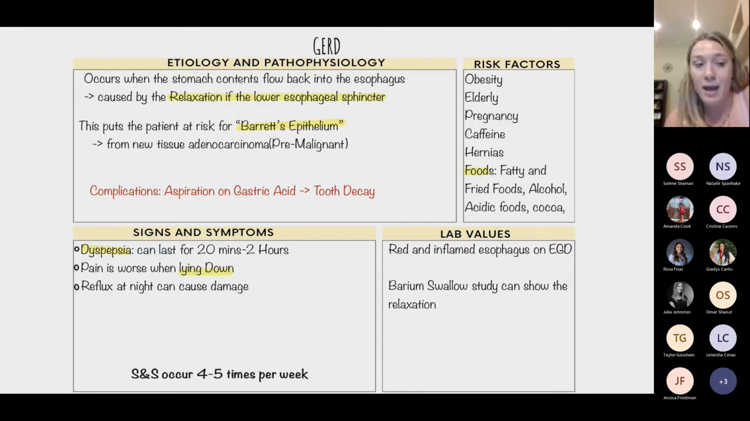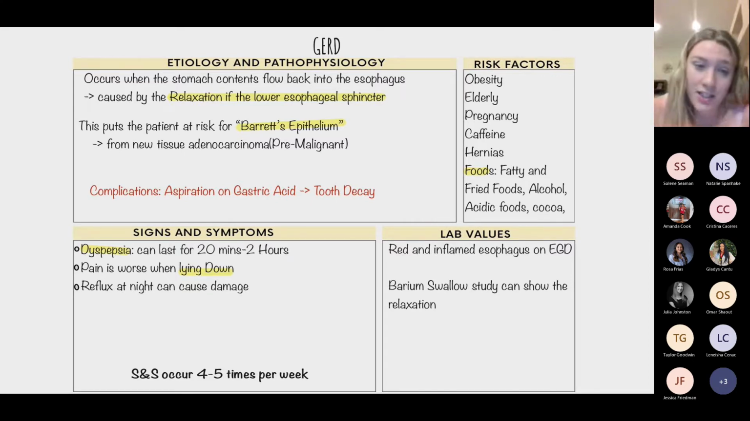Usually they're just going to have dyspepsia. Pain is worse when laying down. Specifically, reflux is going to occur at night because they are lying down. Usually these signs and symptoms happen about 4 or 5 times per week, so it's pretty frequent.